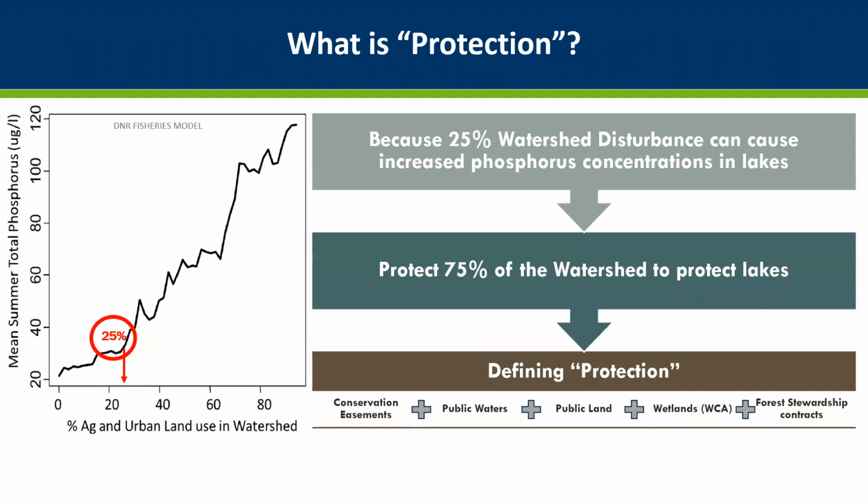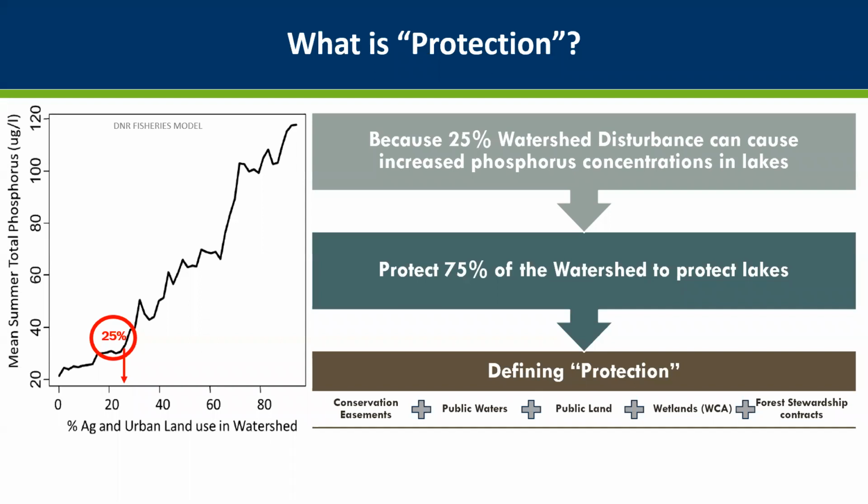Okay, when we say protection, what does that mean? Well, you can see at the bottom that because 25% disturbances are a major concern, then that results in the goal, a simple goal of let's protect 75% of the watershed to forested type covers. And how do we define protection? Conservation easements plus public waters, public land, county, state, federal, wetlands, and forest stewardship contracts.